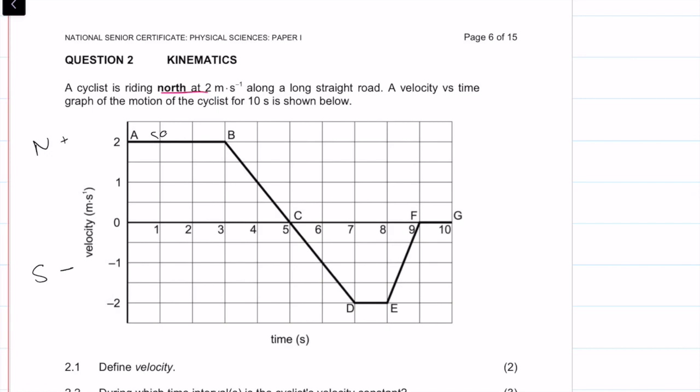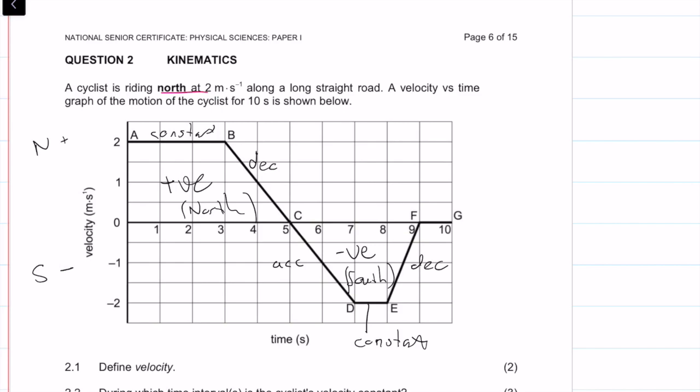So here we have a constant velocity. Here we have a constant velocity. Here he's decelerating. He's traveling at a constant velocity of 2, then he decelerates all the way to 0, then he starts moving south, and he's accelerating here. Then he goes at a constant velocity of -2, and then he's slowing down from -2 to 0, so he is decelerating once again. We have a positive area here, so that would be traveling north, and we have a negative area here, which would be traveling south.